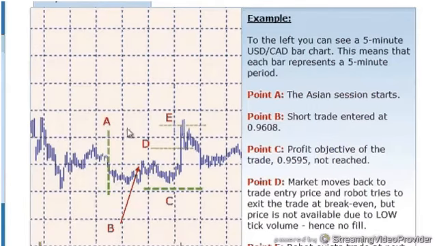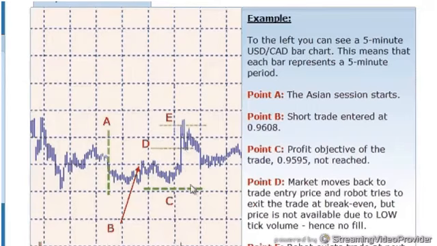On the left side here, you see a 5-minute USD CAD chart. Each bar represents a 5-minute period. At point A, the Asian session starts. Point B, a short trade is entered at 0.9608. Point C, profit objective 0.9595, not reached. That was the predetermined price of the profit objective of the system you would have been trading back then, per this example. At point D, here, the market moves back up.